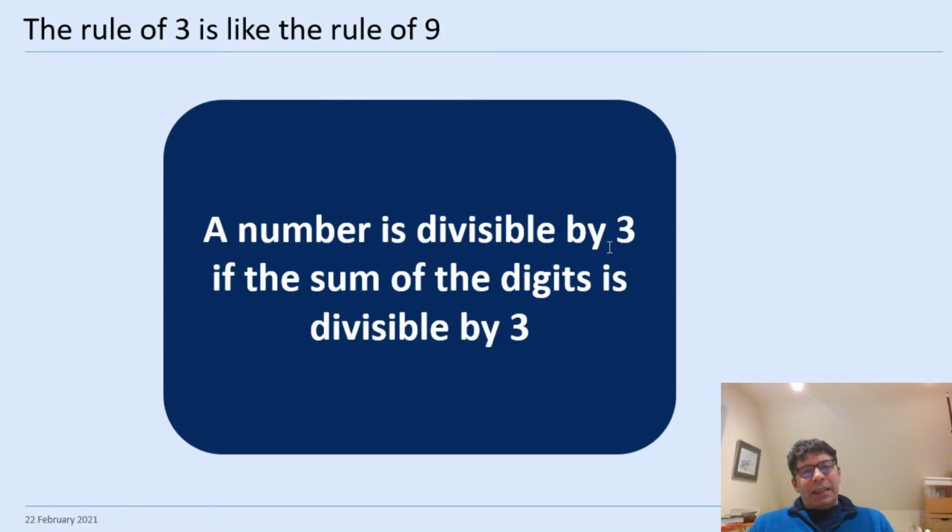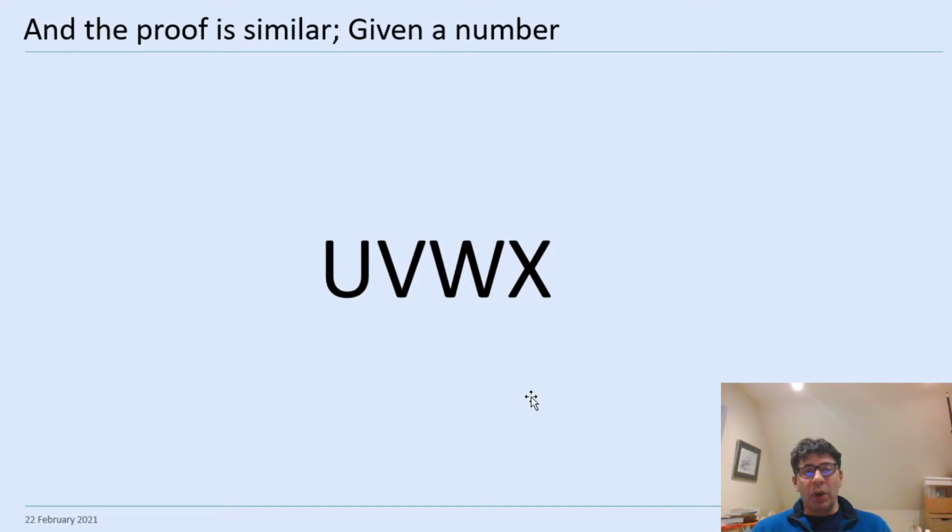The rule of 3 is like the rule of 9. So we've looked at rule of 9, we've looked at 2, we've looked at 5, we've looked at 10. The rule of 3 is similar. A number is divisible by 3 if the sum of the digits is divisible by 3. The proof is similar too.